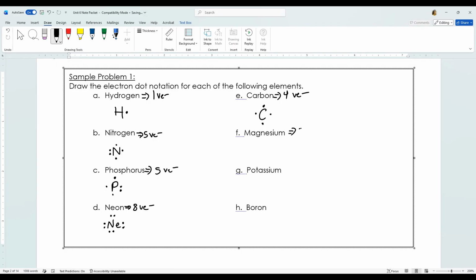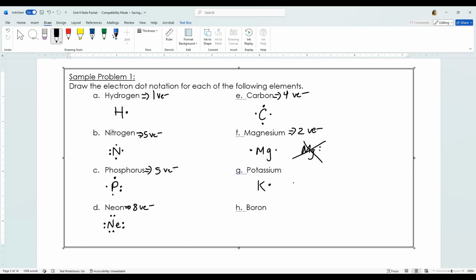Magnesium, an alkaline earth metal, has 2 valence electrons. It doesn't matter where you place them. I'm going to draw them on 2 different sides because why not? There it is. You could draw one on top and one on the bottom, or you could draw them right next to each other. What is not correct is this. Remember, we have to go around once before we start to pair them up. So that is incorrect.